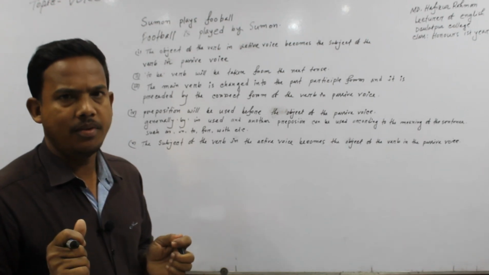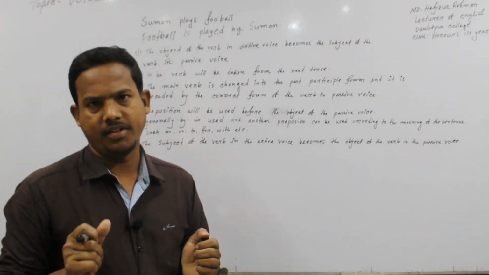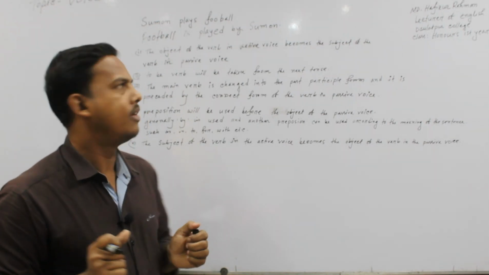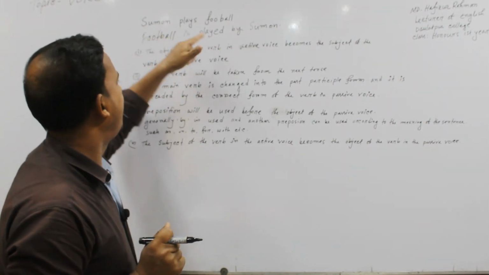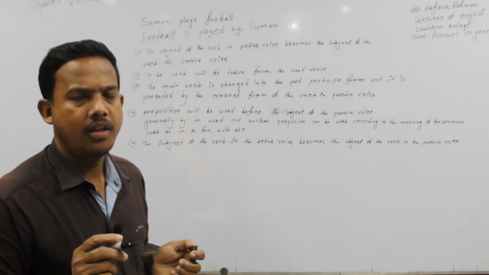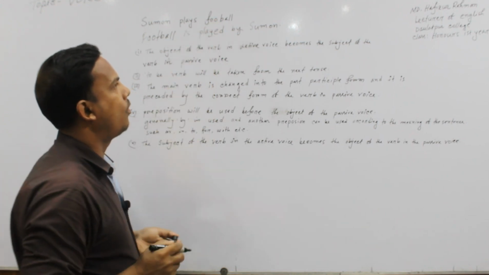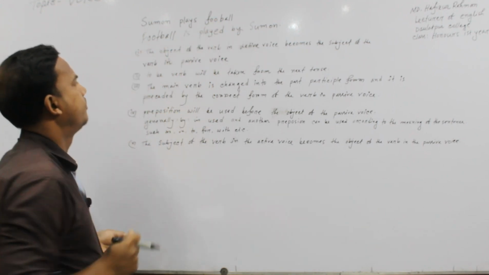If you ask a verb with whom or what, the answer you get is called object. In this case, Shumon plays football. What does Shumon play? The answer we get is football. So we have to use football here.